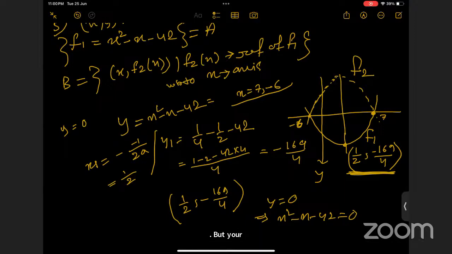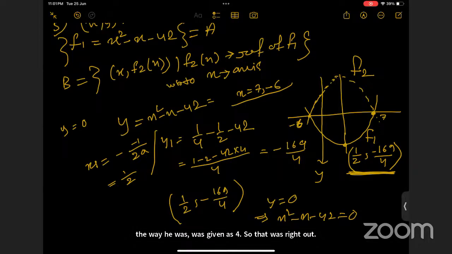And then they said union with A intersection C. So basically, one graph will intersect the axes at 3 points: both are the roots, and one is the y-intercept. Similarly, the image will have 3 points: both are the roots, and one will be the y-intercept. So totally, it should be 3 plus 3 plus 2, which is 8. But over here, the answer was given as 4. So that was my doubt.